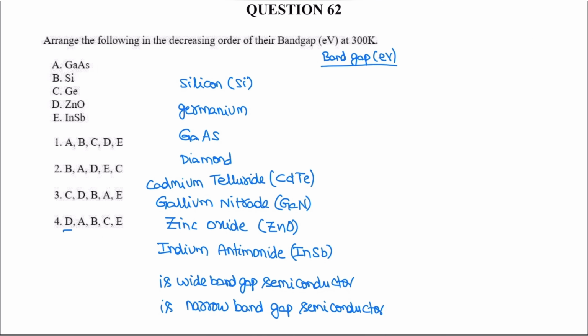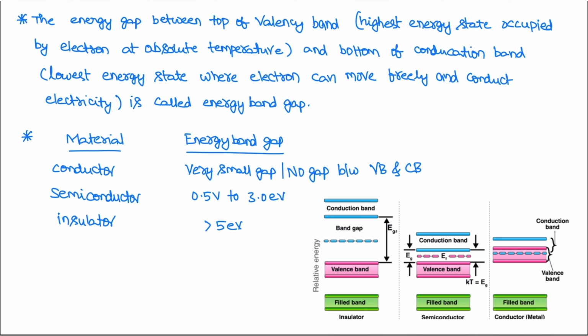Next question. Arrange the following in decreasing order of their band energy gap. So let us see some points related to this band energy gap. The energy gap is between the top of the valence band, that is the highest energy state occupied by the electron at absolute zero temperature, and the bottom of the conduction band. The conduction band is the lowest energy state where electrons can move freely and conduct electricity. So the difference between these two is called the energy band gap.